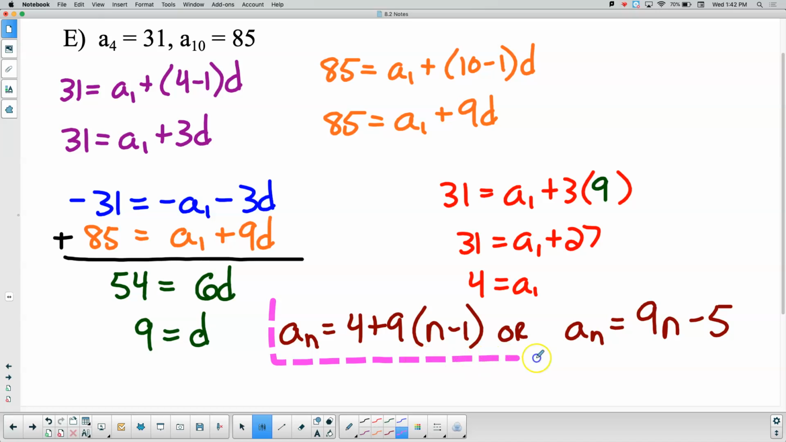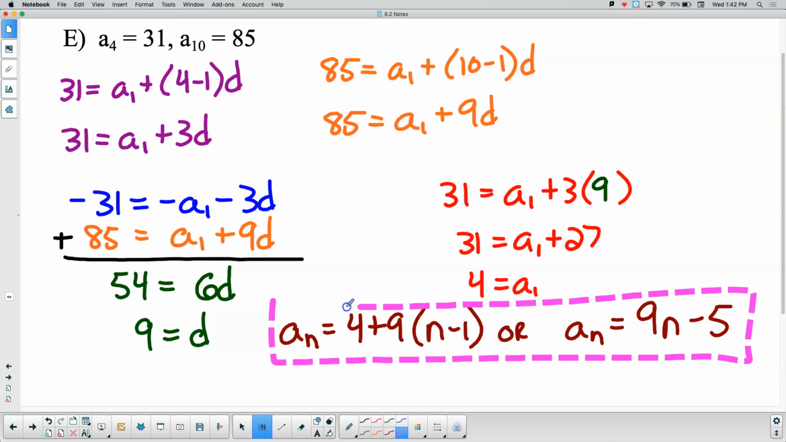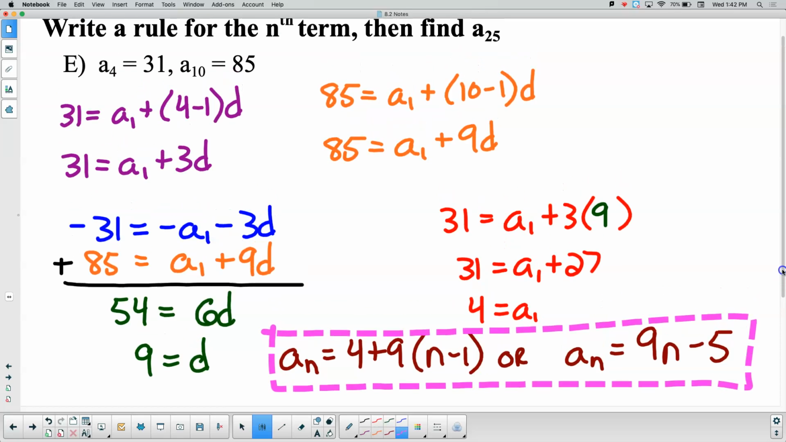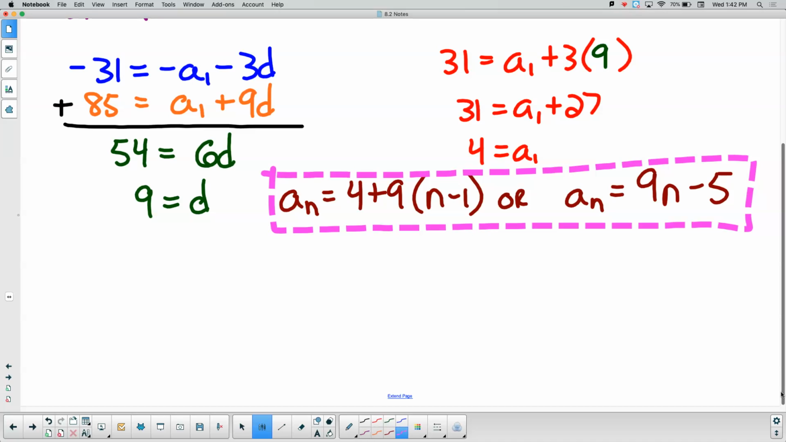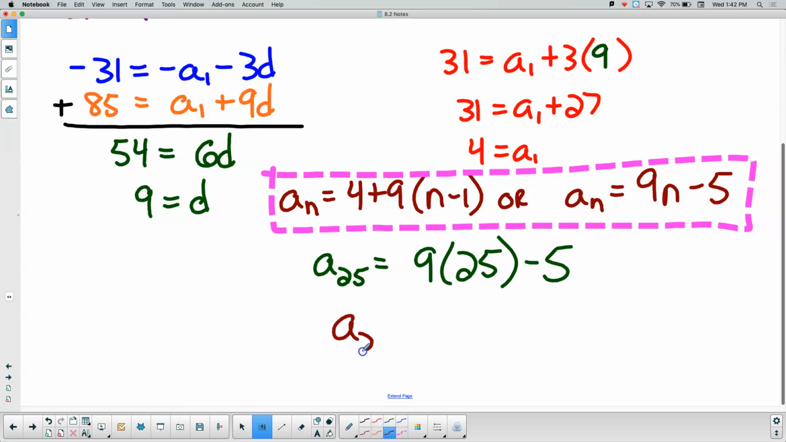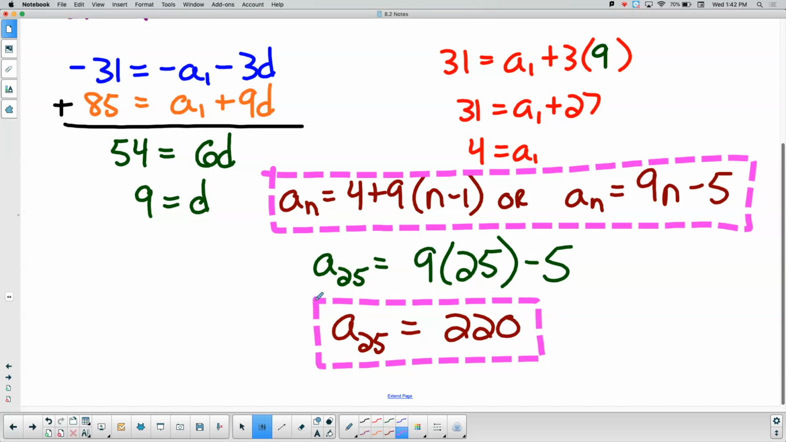Yes? Then it also asked us to find the 25th term in that sequence. So that's going to be 9 times 25 minus 5. 9 times 25 is 225. Minus 5 is 220. Yes.